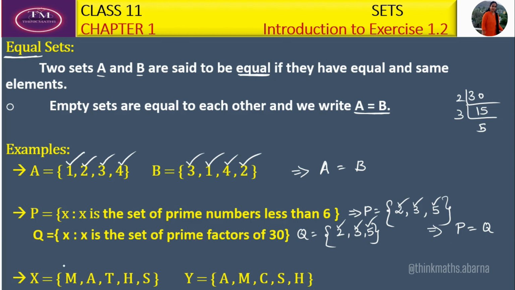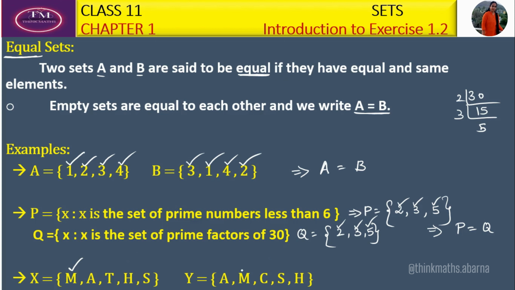Now next example: X is equal to {M, A, T, H, S}. What is Y? {A, M, C, S, H}. So how many elements are in X? There are 5 elements. In Y also we have 5 elements. Now let us check whether they are the same or not.